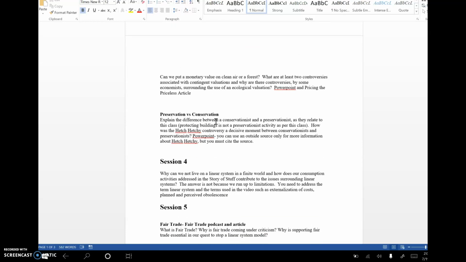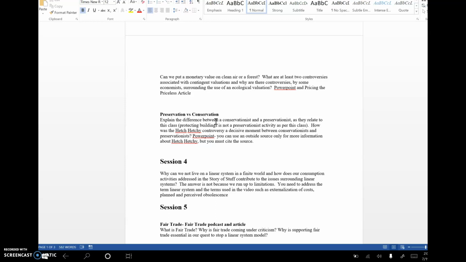Can we put monetary value on clean air and forests? Yes, we can. If you say no, the answer is wrong. Yes, we can. The price is just not accurate. And then there's a lot of issues with it. And so there are at least 2 controversies associated with contingent valuation. And why are these controversies by some economists surrounding the use of ecological valuation? This is found in the PowerPoint and that article, Pricing the Priceless. Part of it's found in Pricing the Priceless.